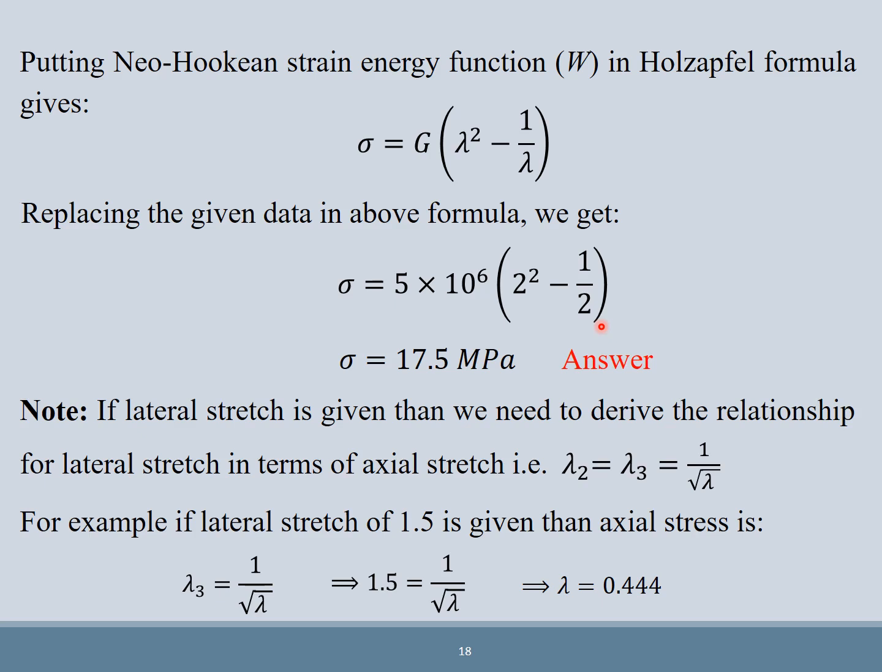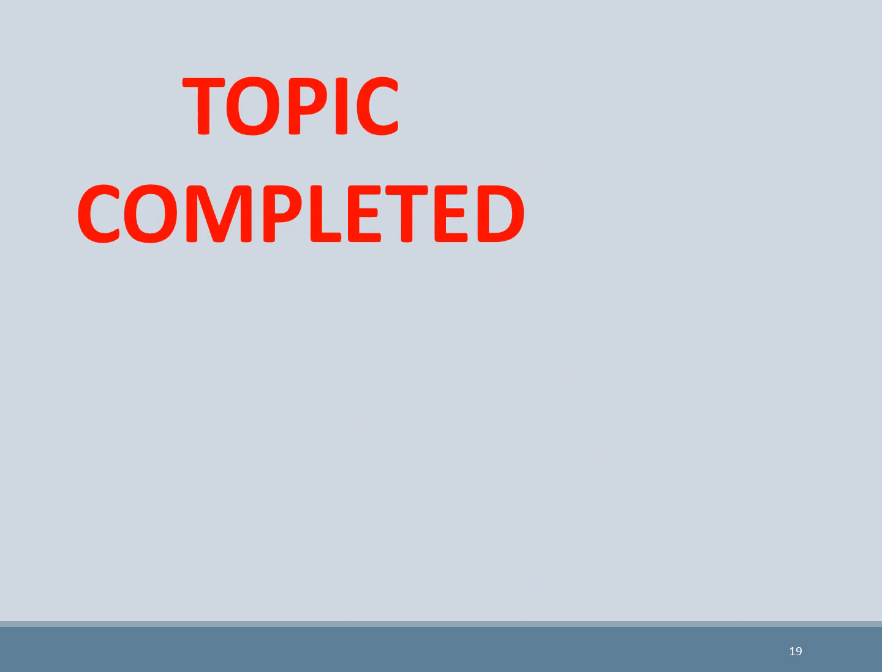So the difference between this type of numerical and the previous numerical is that if axial stretch is given, you can directly use this formula. But if lateral stretch is given, you need to derive the relationship for lateral stretch, and then you have to calculate the axial stretch, and then you replace the axial stretch in the previous stress formula, and then you will get the final stress. Okay, I hope you understand this. So this topic is completed.